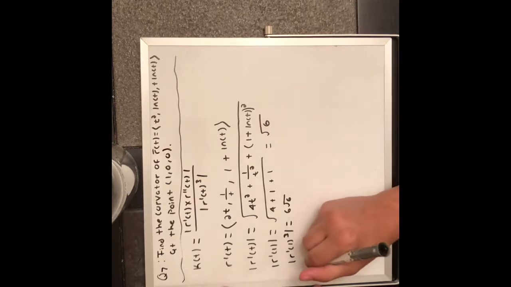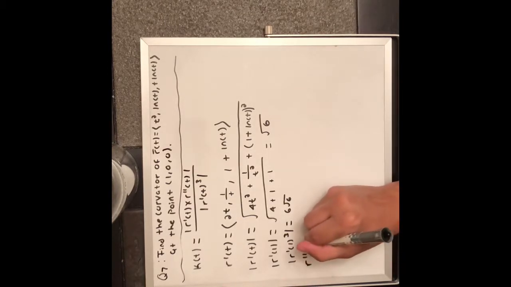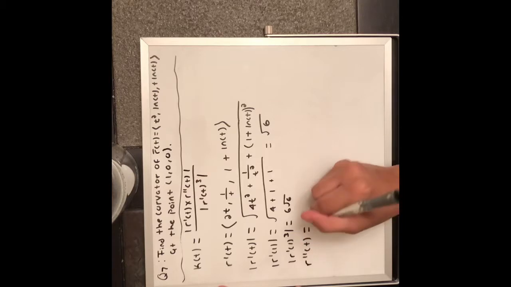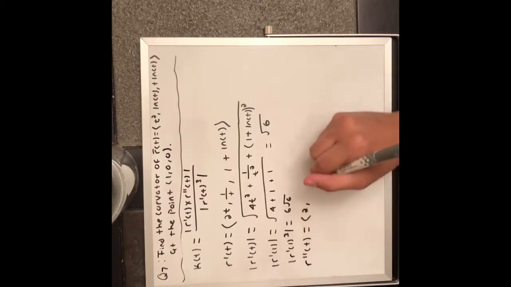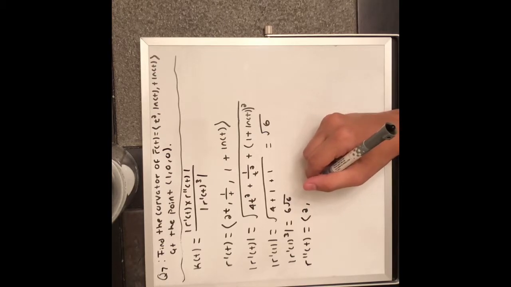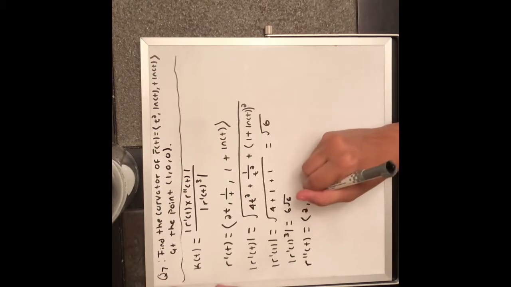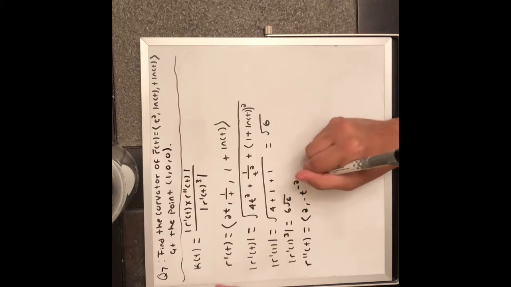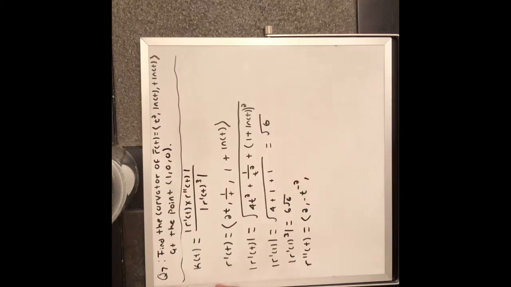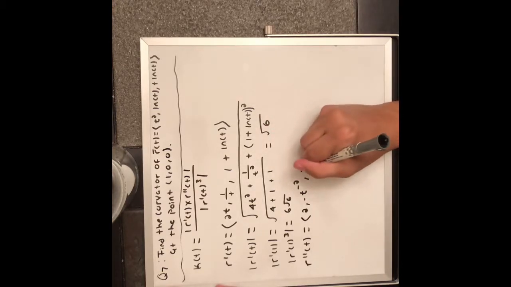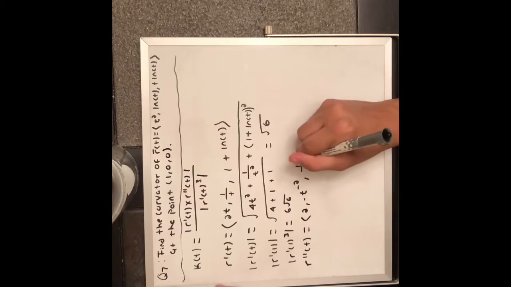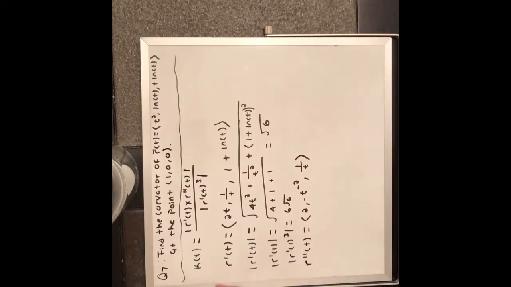Let us find now the second derivative of r of t. The derivative of 2t is simply 2. The derivative of 1 over t will be negative t to the negative 2. And the derivative of 1 plus ln of t will simply be 1 over t, because 1 is a constant. This is our second derivative.